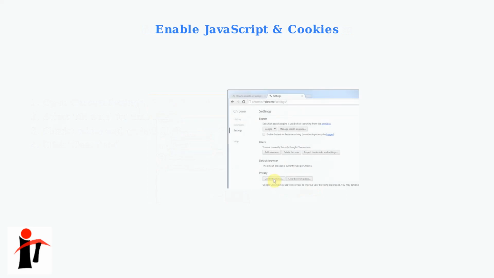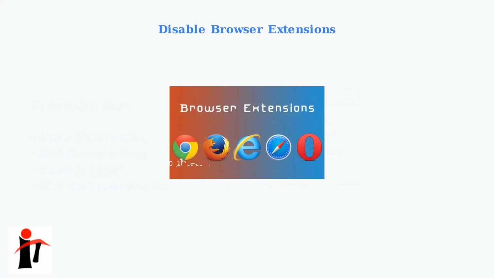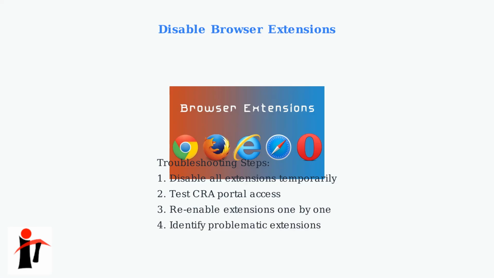Next, ensure JavaScript and cookies are enabled for CRA domains in your browser settings. Navigate to your browser's content settings to configure these options. Browser extensions can interfere with CRA portal functionality. Temporarily disable extensions to check if they're causing the ERR.221 error.